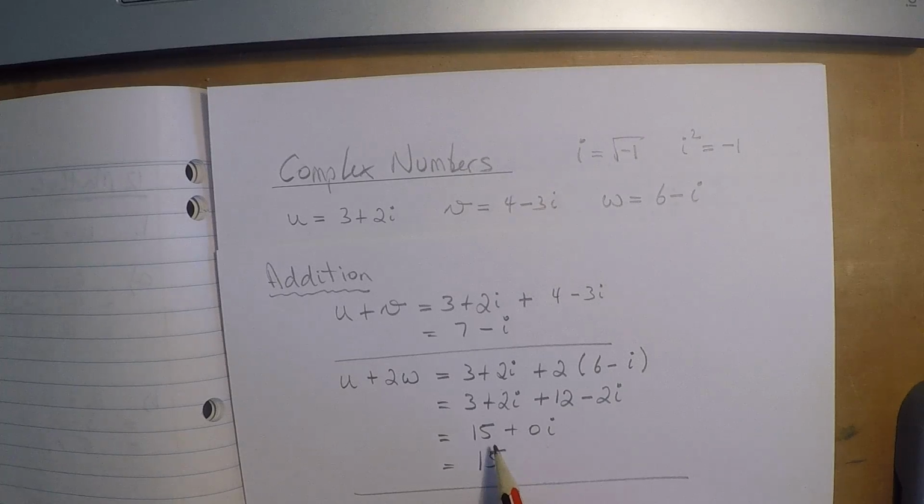In a sense, it's a complex number because it has a real part of 15 and an imaginary part of 0. In that way, you can consider real numbers to be a subset of the complex number system.